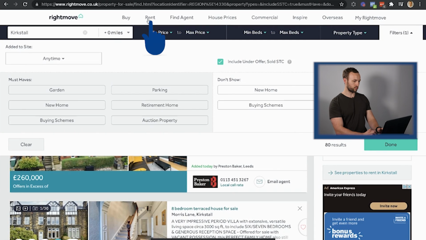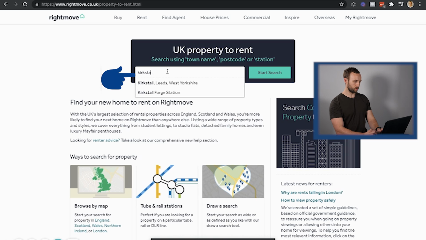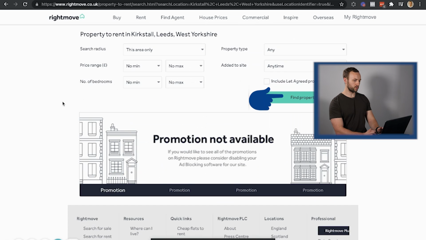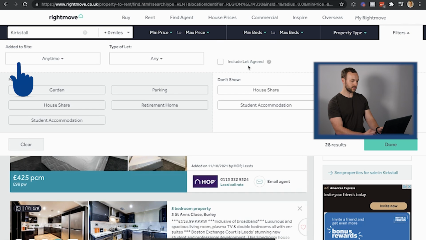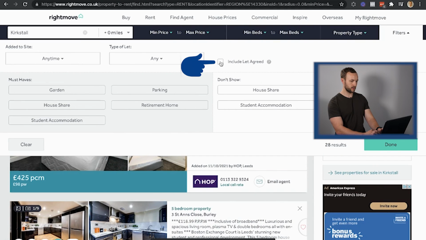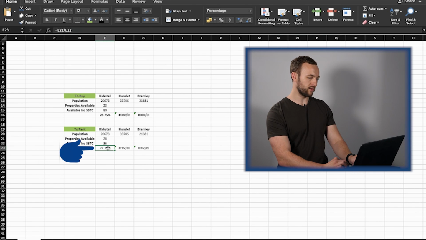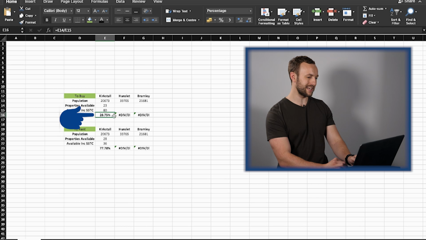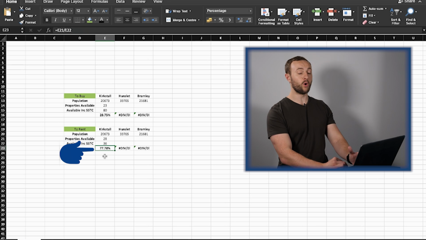And then I'm going to go to rent in the exact same area, property to rent, going to go to Kirkstall. And again, this is going to show the availability and the supply versus demand in the area. So this is 28 properties available in Kirkstall, which is a good amount, and including let agreed, 36. Okay, so again, you can see from these 2 percentages on here, we've got 28% of available properties, which means 72% are sold subject to contract. And we've got down here 77% still available on this.